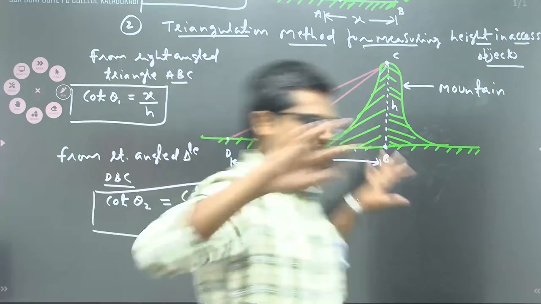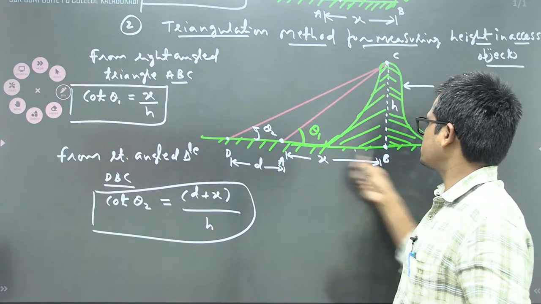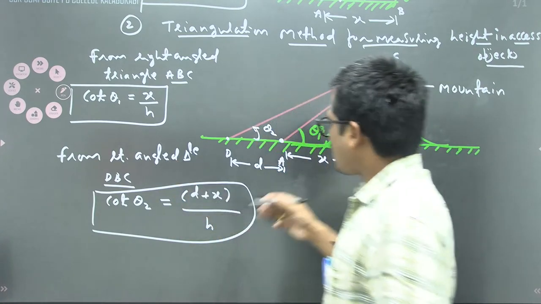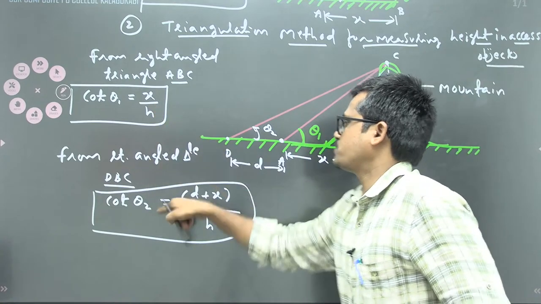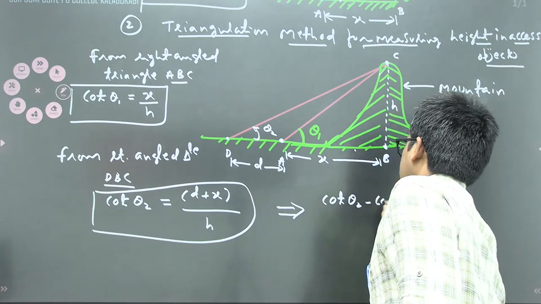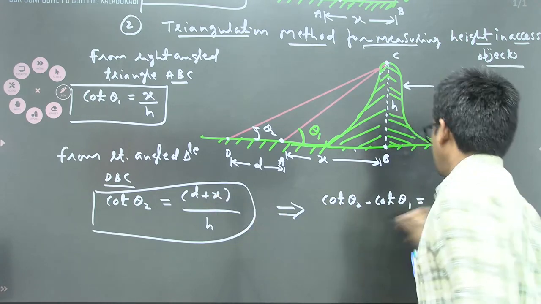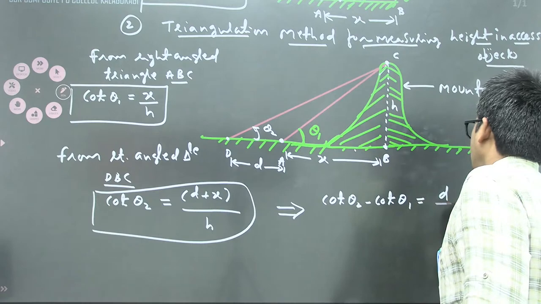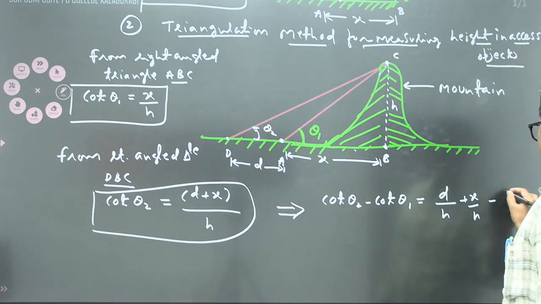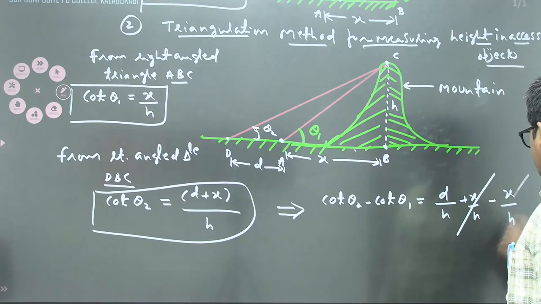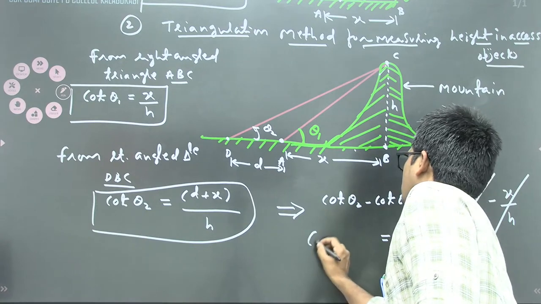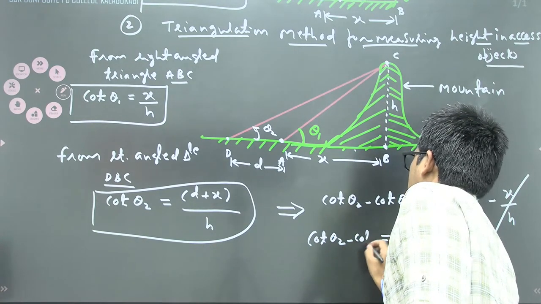We have got the cot theta 1 value, we have got the cot theta 2 value. My intention is to eliminate x because x is inaccessible. You cannot access this x value because up to here the mountain is there. So what I'll do is write cot theta 2 minus cot theta 1. I'll subtract this from this. Cot theta 2 minus cot theta 1 equals d plus x by h, which can be written as d by h plus x by h, minus x by h. Here x by h cancels. Then what is remaining? d by h.